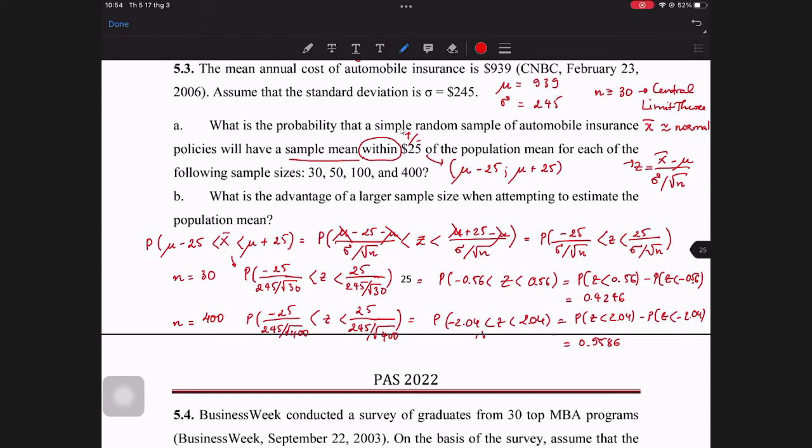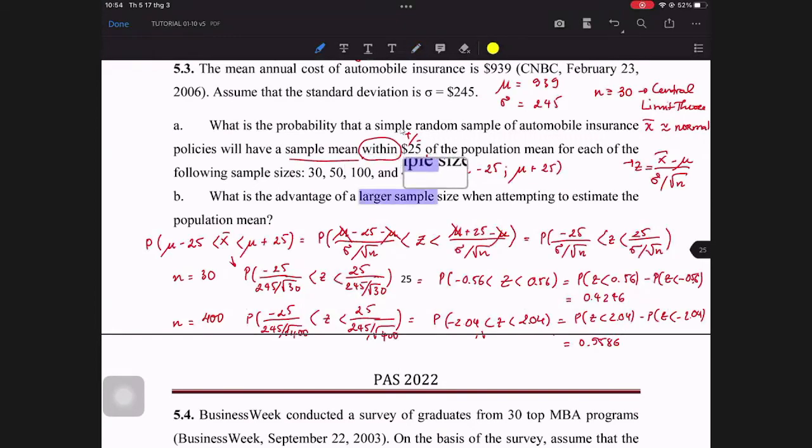So the idea here is for question B, what is the advantage of the larger sample size? You can see from here that when we increase our sample size from 30 to 400, the probability has almost doubled from 42% to 96%.